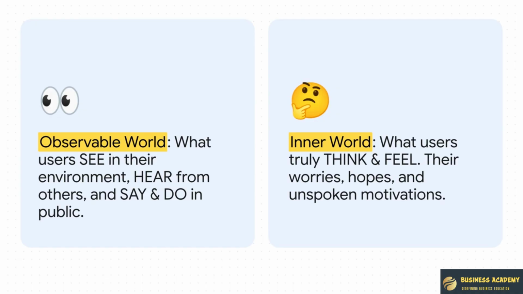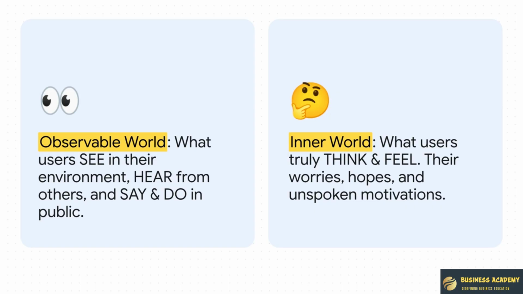So you can basically split the map into two halves. On the left, you've got the external, observable stuff. What do they see around them, in their social media feeds, in the news? What do they hear from their friends, their boss, from influencers? And what are they actually out there saying and doing?